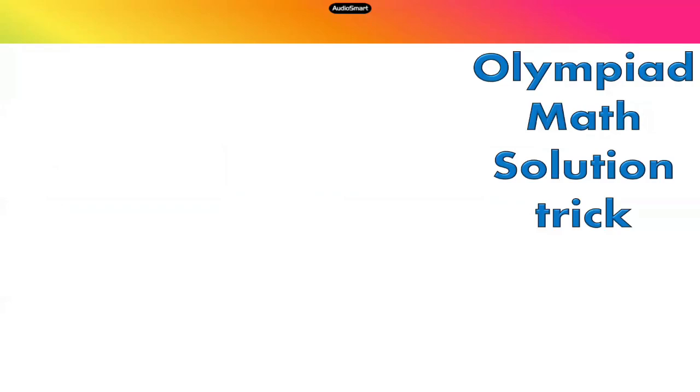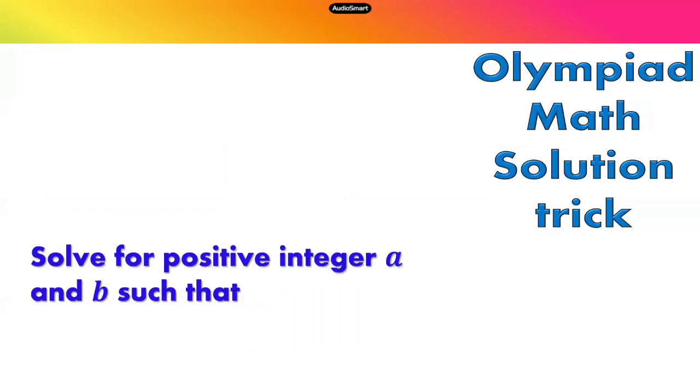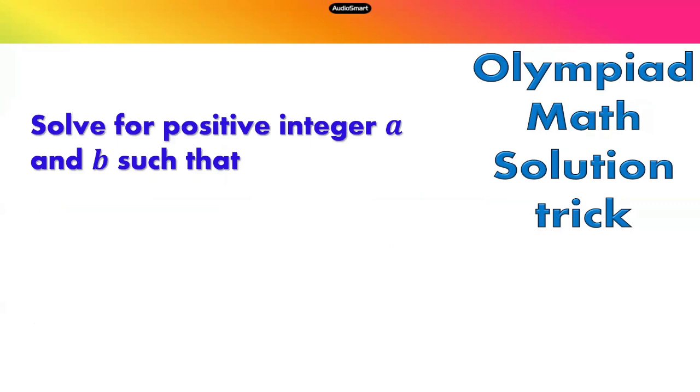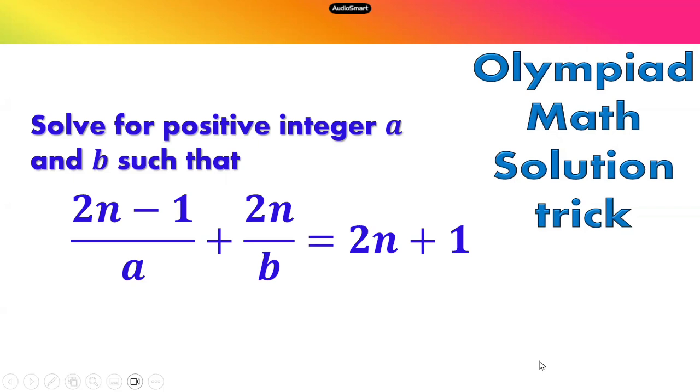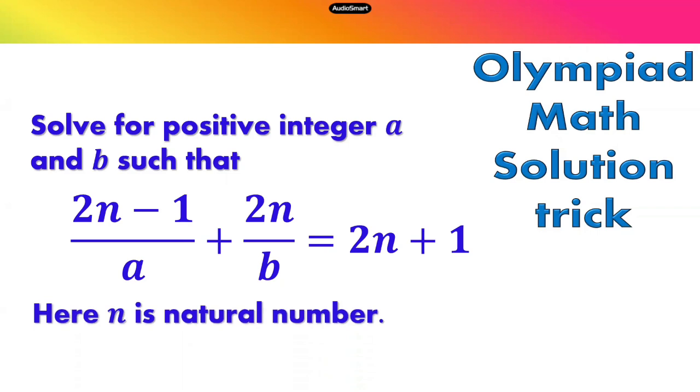Welcome to my lecture. Today we are going to solve an interesting problem for Olympiad math. The problem states: solve for positive integers a and b such that (2n minus 1)/a plus 2n/b equals n plus 1, when n is a natural number. So we have to find integers a and b such that this equation holds.